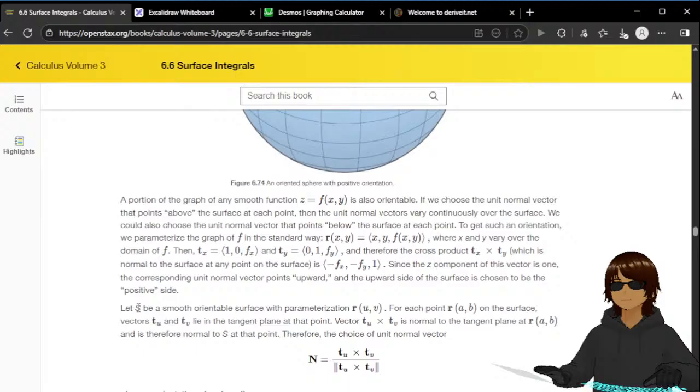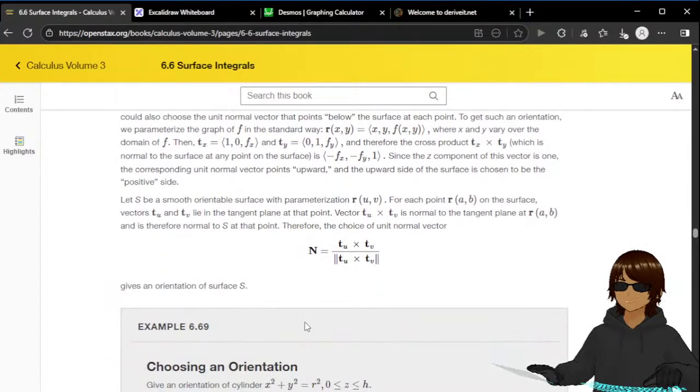For a smooth orientable surface with parameterization r(u,v), for each point r(a,b) on the surface, vectors t_u and t_v lie in the tangent plane at that point. Vector t_u cross t_v is normal to the tangent plane at r(a,b) and is therefore normal to S at that point. Therefore, the choice of unit normal vector is t_u cross t_v divided by its magnitude.